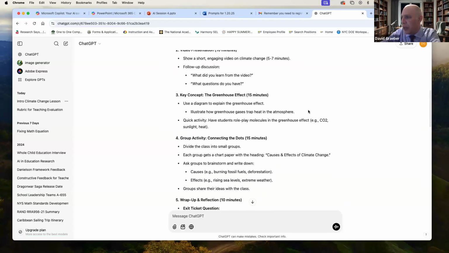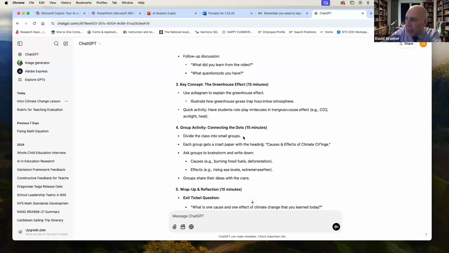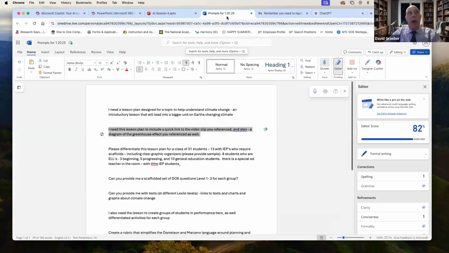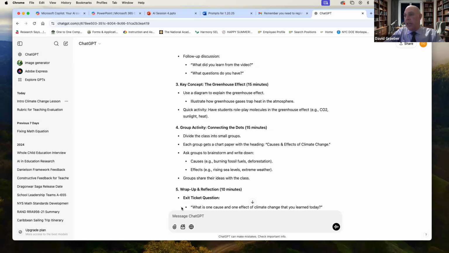I also noticed here that it wants me to divide the class into small groups, but this isn't really specific to my class. This is kind of just generic. So what I really want to do here is differentiate, because I know that when the principal comes in, the principal is going to look for differentiation. And I know that it's best for my students because I have a very diverse classroom.